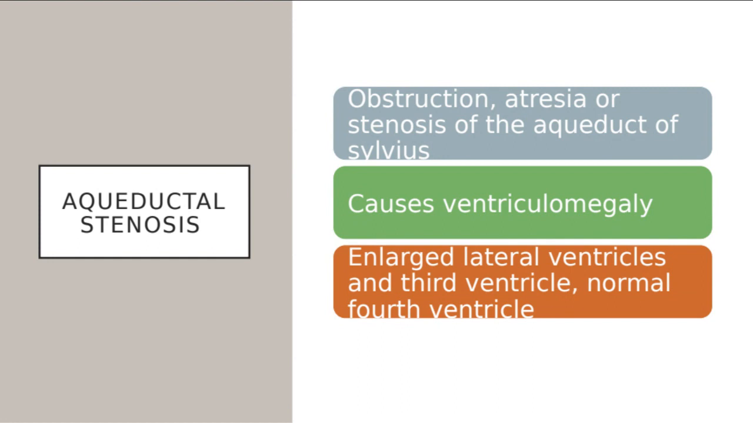Ventriculomegaly and hydrocephalus are really going to be prominent in the lateral and the third ventricle. That is because aqueductal stenosis, a blockage in the aqueduct of Sylvius, is a little bit more common in that area.